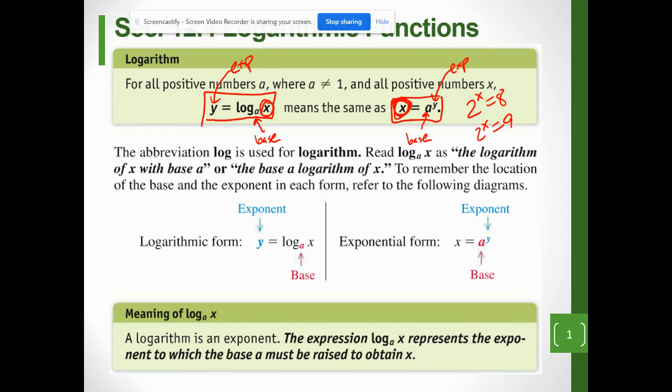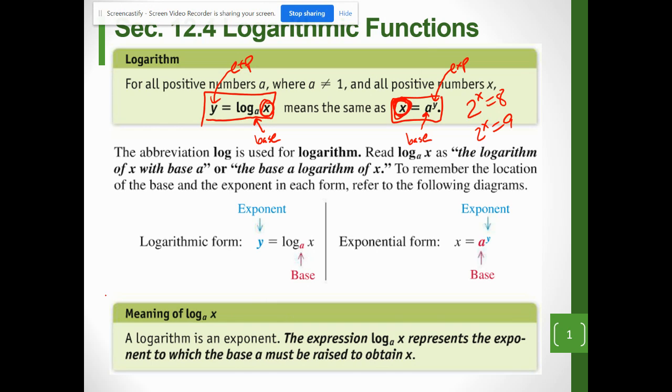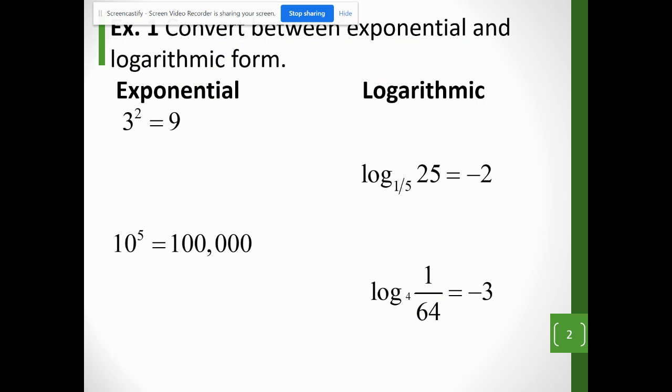A logarithm, I'm just going to read this right here at the bottom. A logarithm is an exponent. The expression log base a of x represents the exponent to which the base a must be raised to obtain x. Let's take a look at this in work.